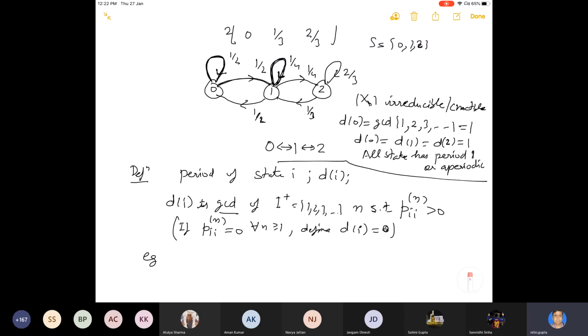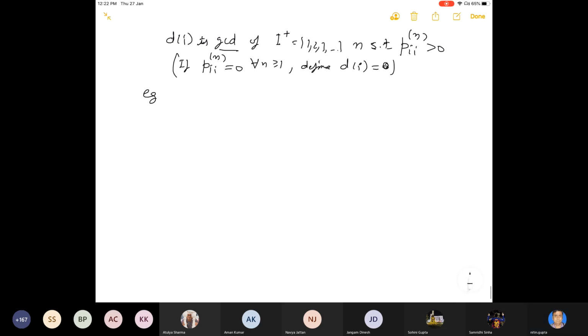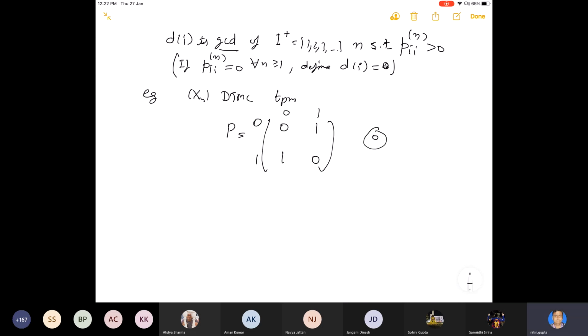Now let us take another example where the period is 2. Let Xn be a discrete time Markov chain having the TPM with rows 0, 1 and 1, 0. The states are 0 and 1.